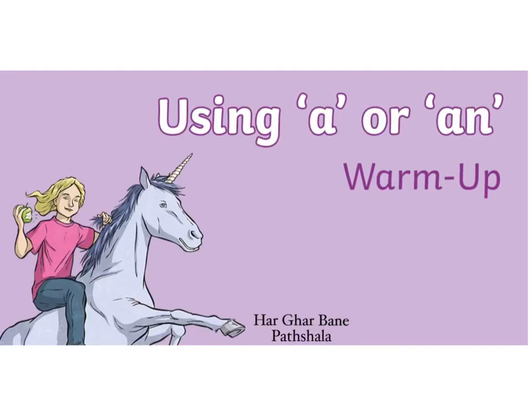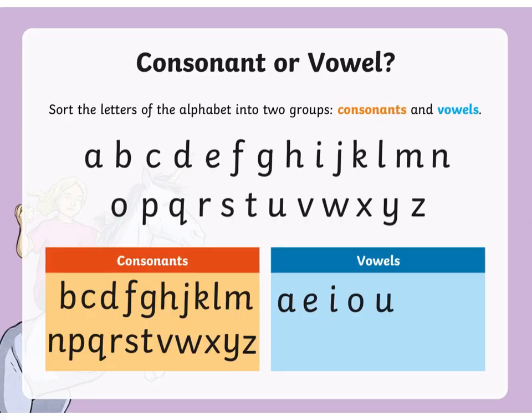Today we will learn articles: A and an. So warm up and let's start with the articles. Now let's understand how we can identify consonants and vowels. These are two things which help us to identify the articles. We have to use a or an.